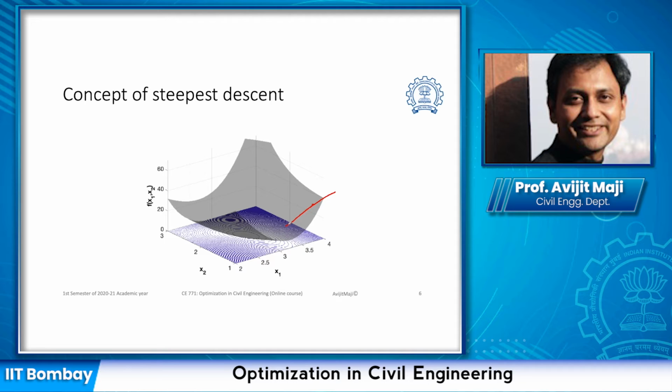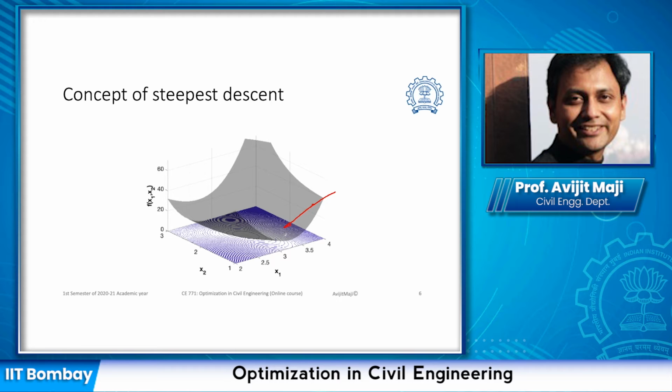If we go in the negative direction of the gradient, we'll reach a point where the objective function is minimum along this particular direction. Whichever point we reach, from there again we can find the gradient and again try to go towards the minimum point, and if we keep on doing that, eventually we'll reach the minimum point.